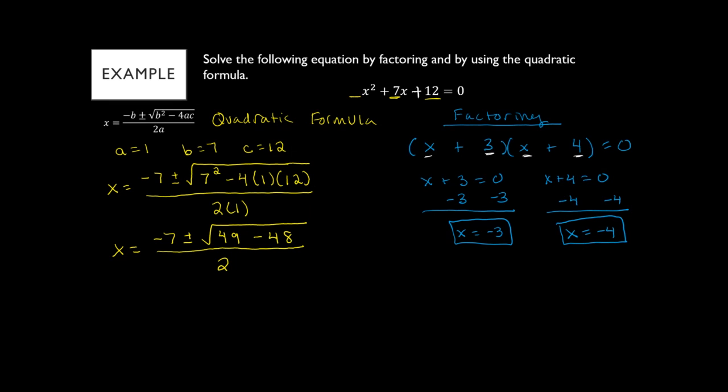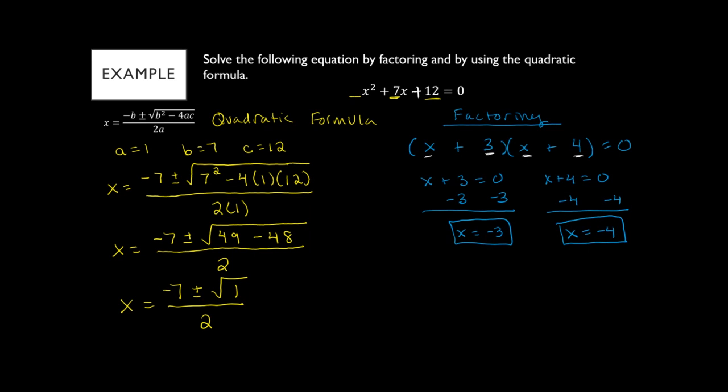So now I still need to simplify inside the square root. So I need to do that subtraction, 49 minus 48. So I need to rewrite my next step, x equals -7 plus or minus, and then this is still inside the square root, 49 minus 48 is 1, and then this is over 2. So now I have -7 plus or minus the square root of 1 over 2.